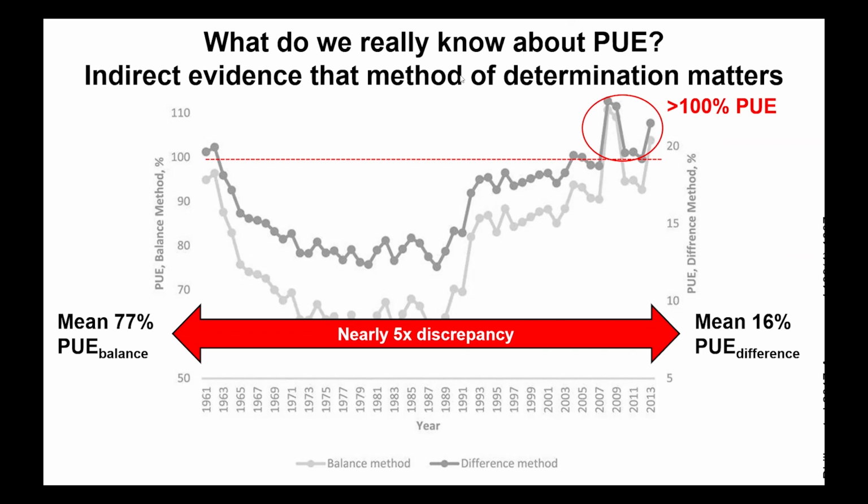But also note that PUE by balance exceeds 100%. Now, this makes sense because, again, the PUE by balance does not account for soil-derived P. So if the crop took up all of the fertilizer P and then some from the soil, you could imagine how there's more P uptake than P applied. And hence, the balance method can yield over 100% PUE. So that obviously doesn't make sense ontologically, but it makes sense mathematically. This then is an example of evidence that, yes, the method of determining PUE may lead to discrepancies in the values. They may not be comparable, as in this example of a 5x discrepancy.